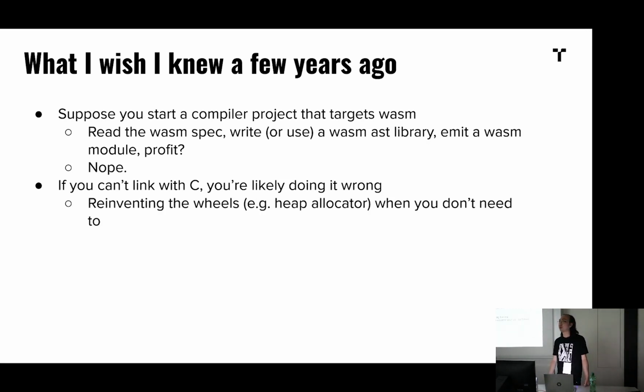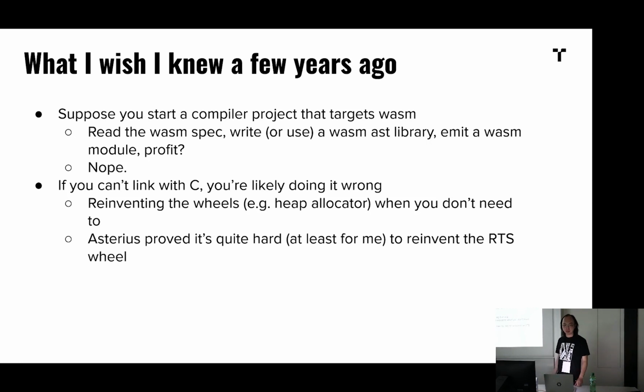So first of all, not being able to link with C, the C libraries, means that you have to reinvent the wheels in some places. Like for instance, if you want to do heap allocations and malloc and these kinds of things, then chances are you are not going to be coming up with a more efficient implementation than what is in the WASI-libc today. So you have to reinvent these wheels in many places.